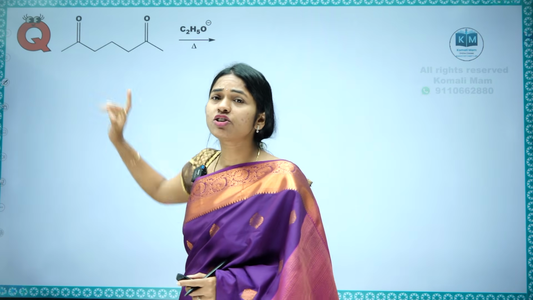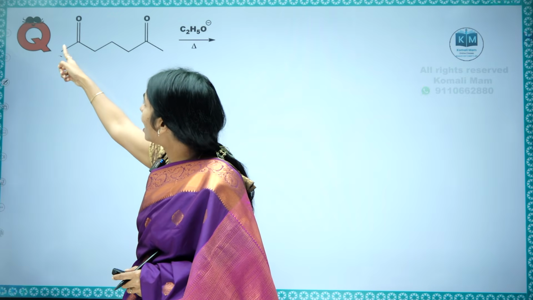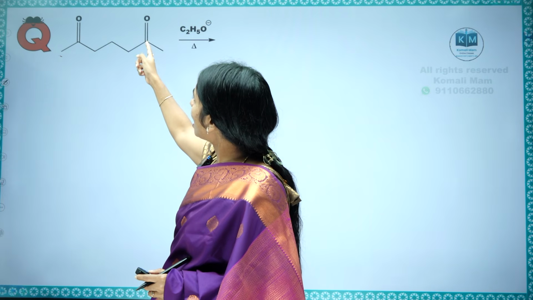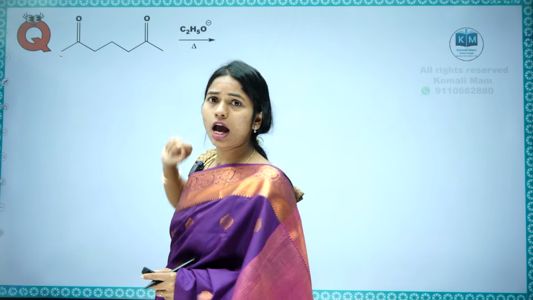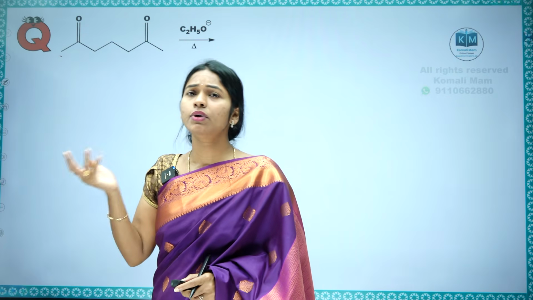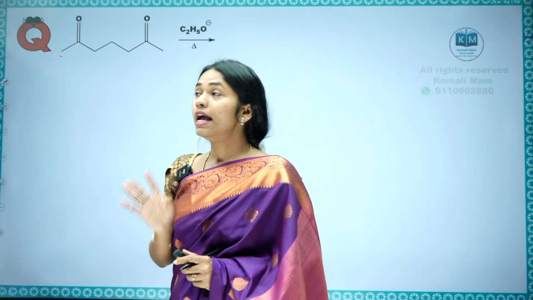Tell me, is it a ketone or aldehyde? Carbonyl group is there. Next also carbon, next also carbon. So ketone. Here also carbonyl carbon, next also carbon, next also carbon. So ketone. So both the sets are ketone. Or one side aldehyde, one side ketone. Or both the sets aldehyde. Let it be anything.